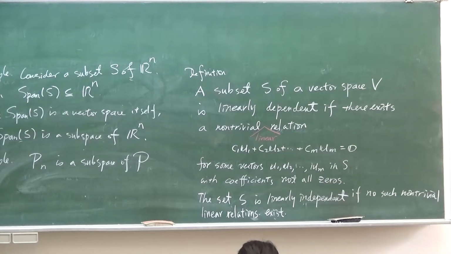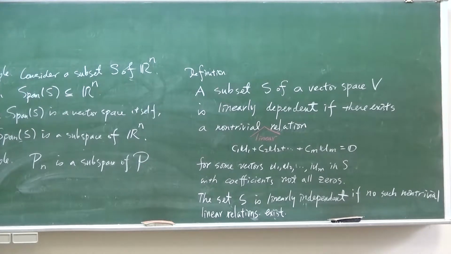where u1 up to um in S and c1 up to cm in R, we must have c1 equals c2 equals cm equals zero. So this shows how to prove a subset S of a vector space V to be linearly independent.